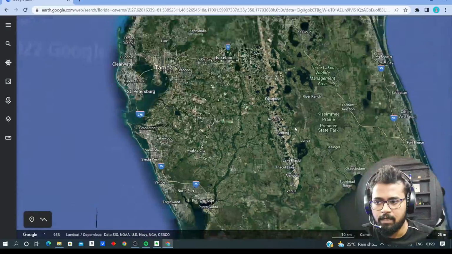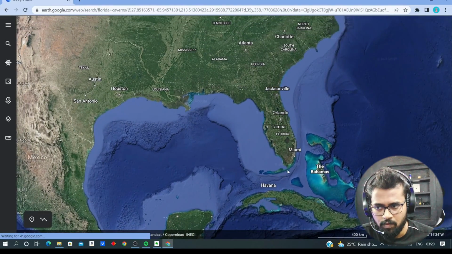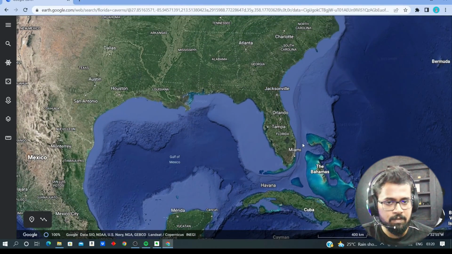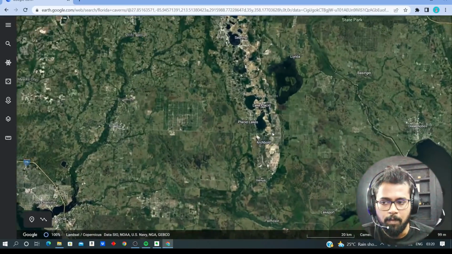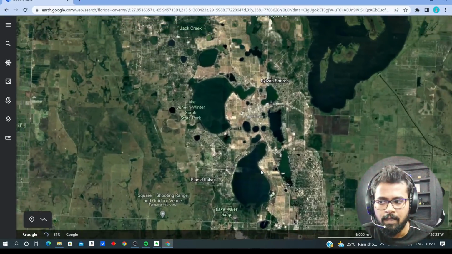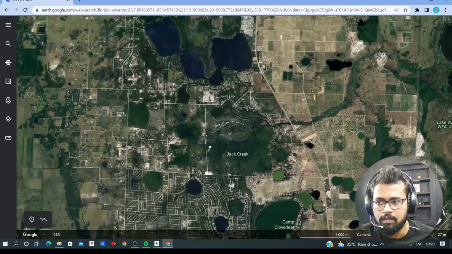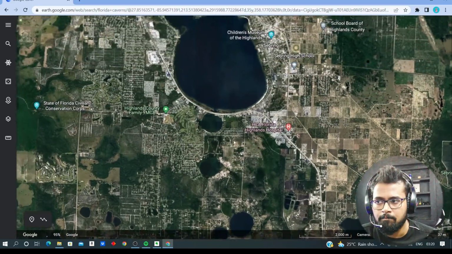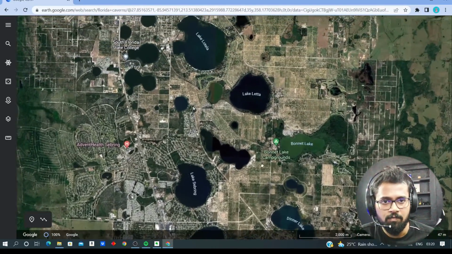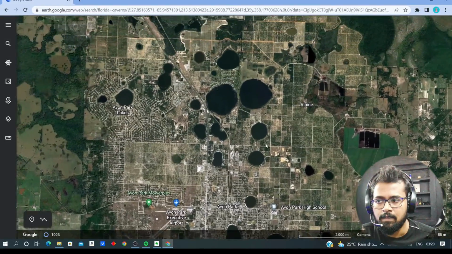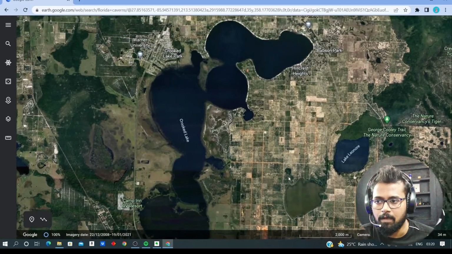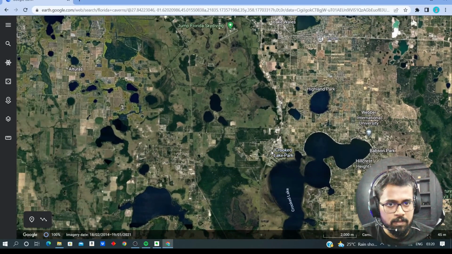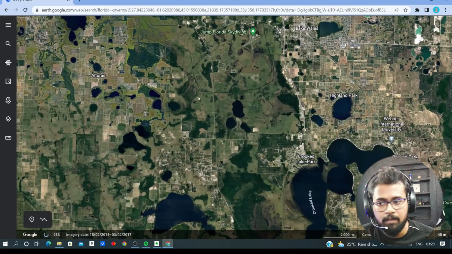So I'll zoom out again and zoom in. So here is Florida, right? The famous Miami Beach. It's located in Florida, and what you have to do is you have to go to the central part of Florida to find these lakes. There are a lot of lakes. See, n number of lakes, right? N number of lakes, small ones, big ones, medium sized ones.